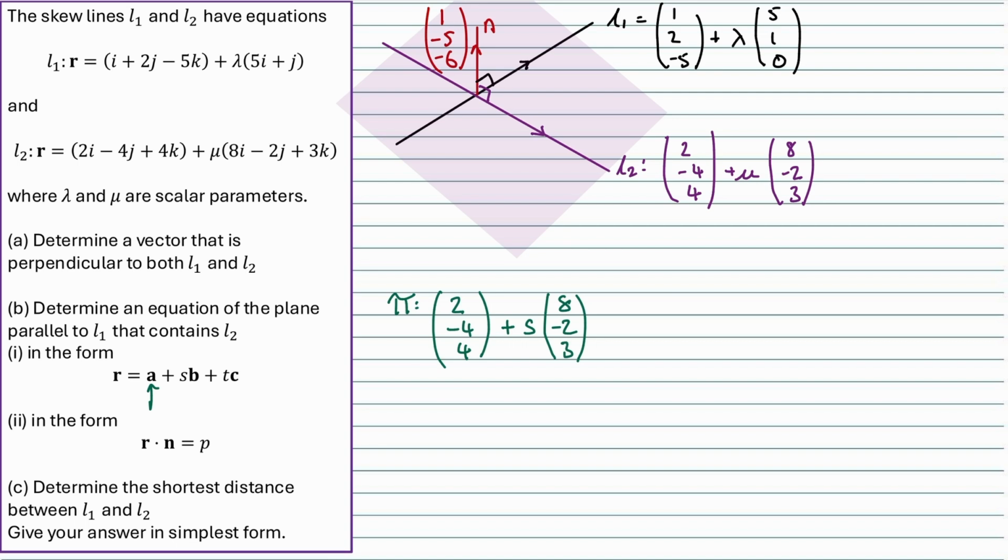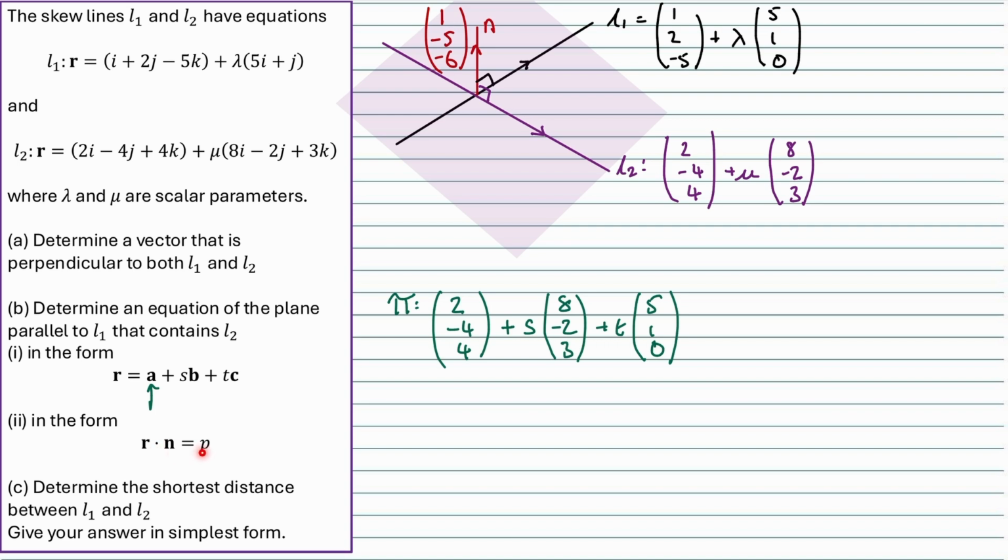And we're told that the plane runs parallel to L1, so this will be the second direction vector. So we'll have the multiple t, and the C term will be (5, 1, 0). Okay? This is the parametric form.